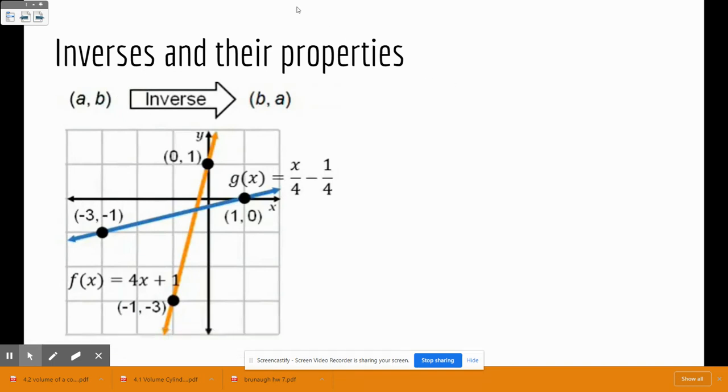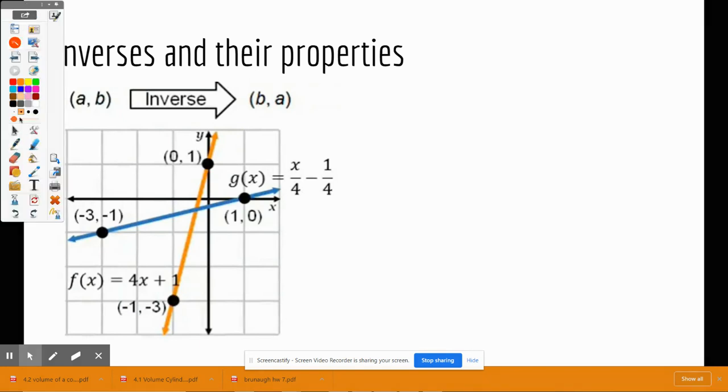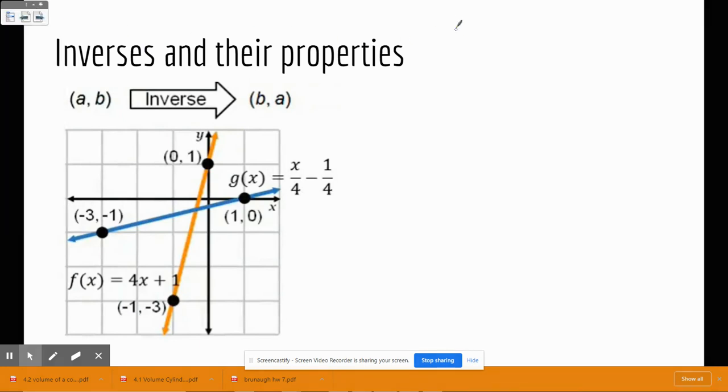So let's do a quick remember of inverses. This will come up on the final anyway, so it's a good use of our time. Remember, inverses undo a function. And one thing they do is right here, they switch the ordered pairs.